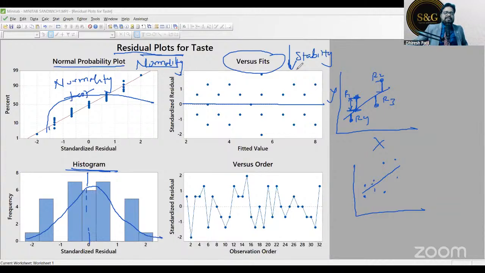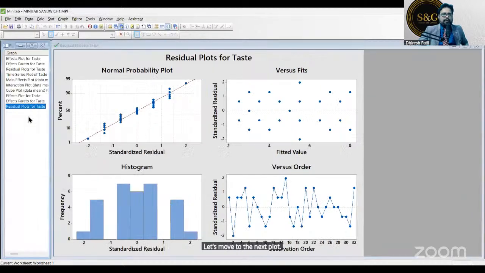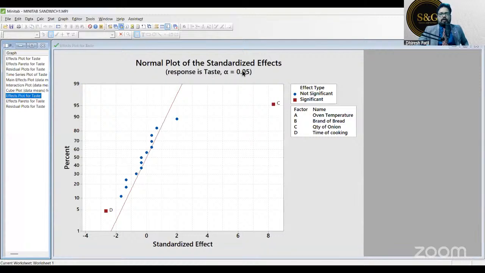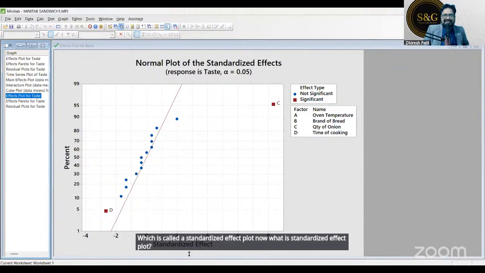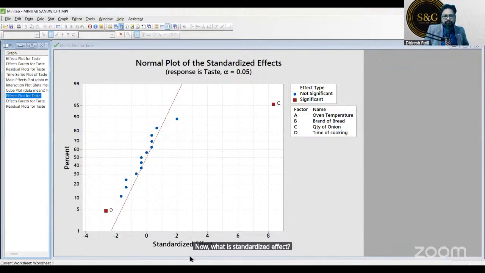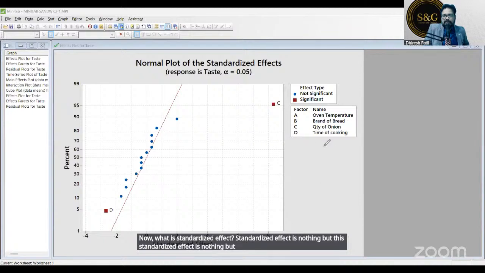Once you don't see any abnormality in the residual plots, let's move to the next plot, which is called a standardized effect plot. Now, what is standardized effect plot? What is standardized effect? Standardized effect is nothing but, you have all the effects, right? Effect is the test, correct?